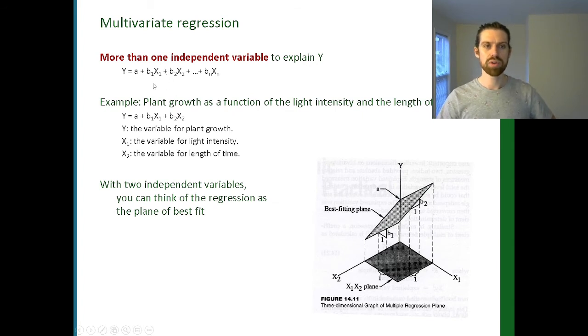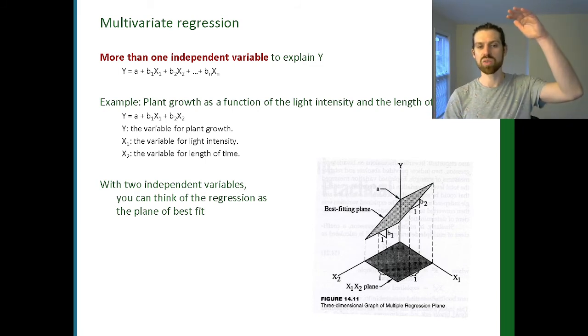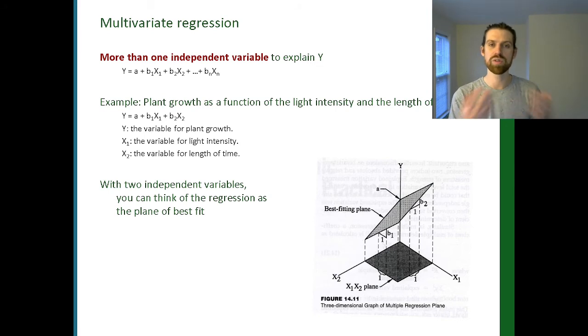So for example, here what we could do is consider the amount that a plant grows as a function of the light intensity and the length of time given for it to grow. So you can have y as the plant growth, so let's just say this is either height or yield. It could be the height of the plant, or maybe the amount of fruit that it produces, or the number of vegetable pods that it produces for the actual growth.